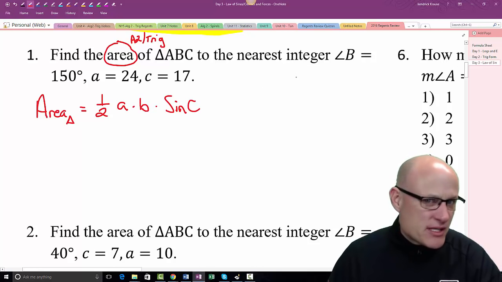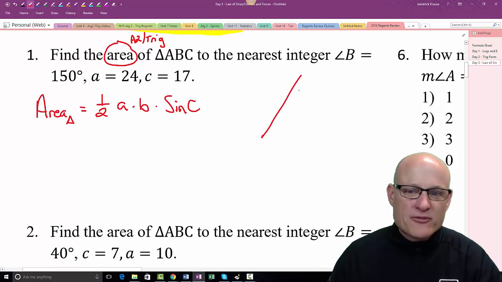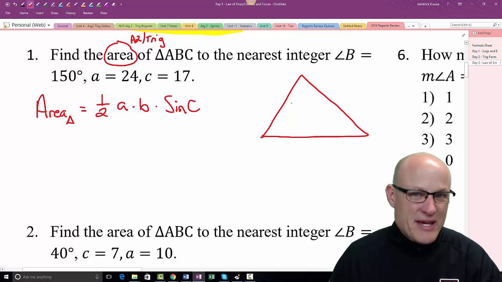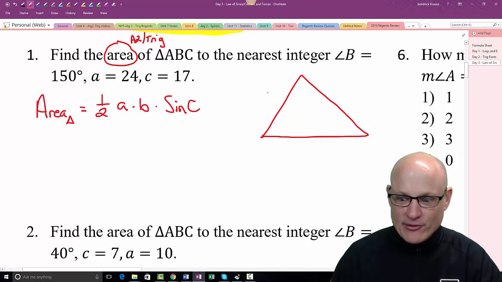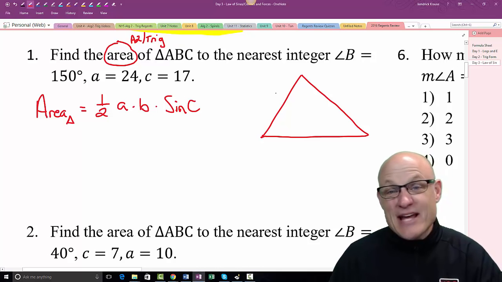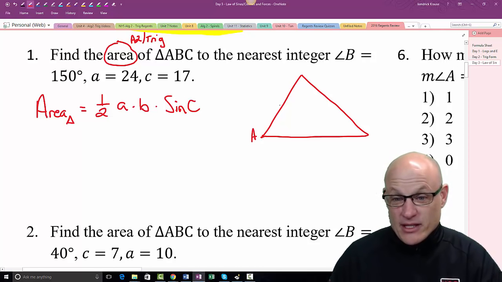Now, you have to be careful using this formula. The only thing you have to be careful of is that whatever two sides you pick, you have to use the included angle. What does included mean? Included angle means the angle in between the two sides you're going to use. I don't know if that's the official definition, but that's really all you need to know.